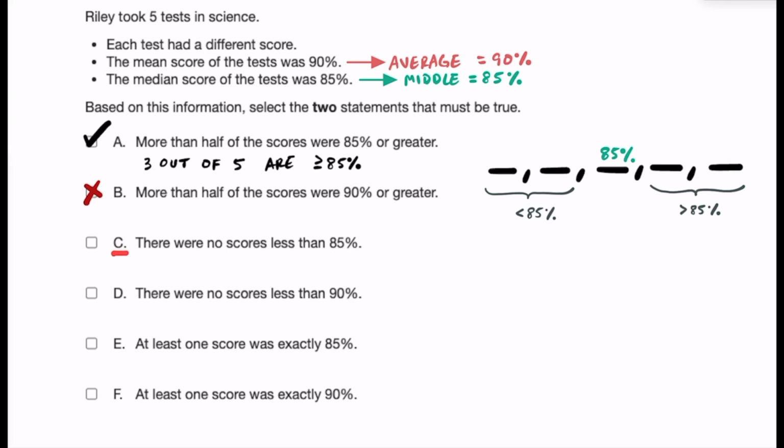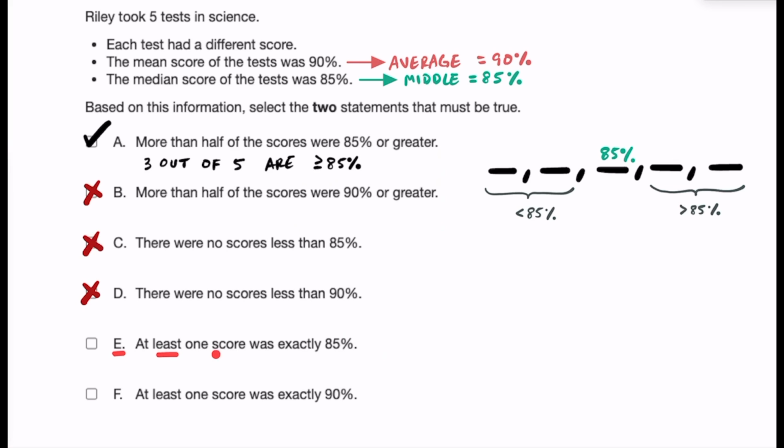For option C, it says that there are no scores that are less than 85%. That one just can't be true because these percentages over here, these scores, have to be less than 85% if this 85% is the median, right? If it's in the middle, there have to be scores that are lower than that. So this one here doesn't make sense. For option D, it says there are no scores that are less than 90%. Well, that one actually doesn't make sense at all just because we know that this 85% exists, and actually these ones on the left side have to be less than that as well. So all 3 of these are going to be less than 90%. So this one also doesn't make sense.